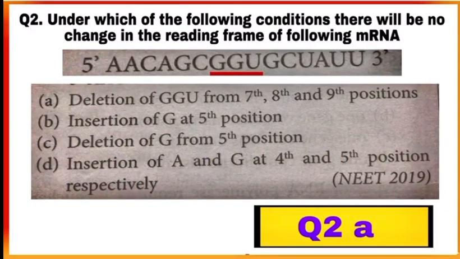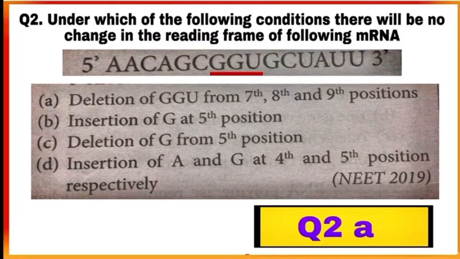Question number 2. Under which of the following conditions there will be no change in the reading frame of the following messenger RNA? And the sequence of messenger RNA is given in front of you. अगर one base का insertion हो, जैसे option B में insertion of G at 5th position, या one base का deletion हो, जैसे कि option C में mention किया गया है deletion of G from 5th position, और two bases का insertion हो, जैसे D option में mention किया गया है insertion of A and G at 4th and 5th position, then it would cause change in the reading frame.